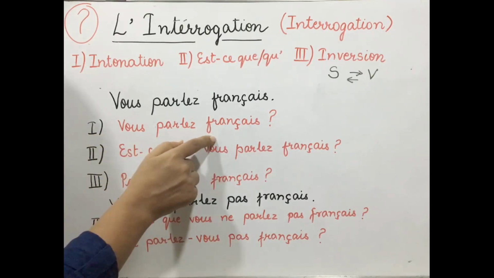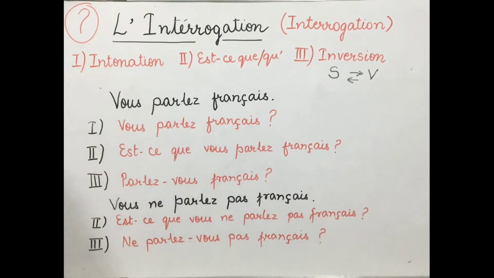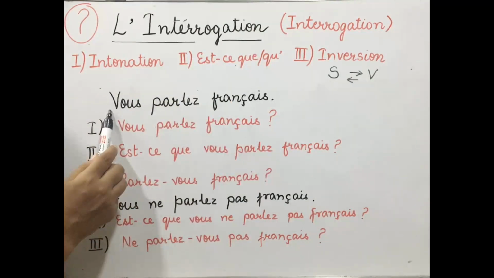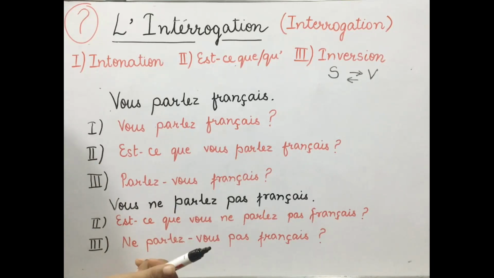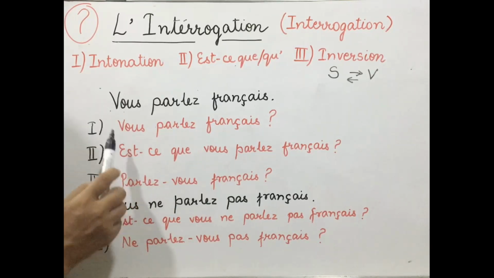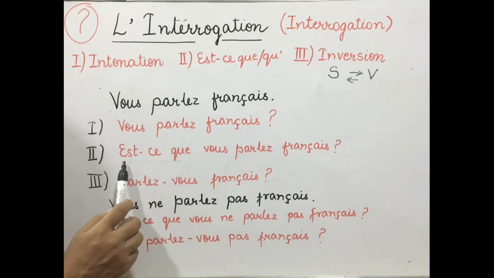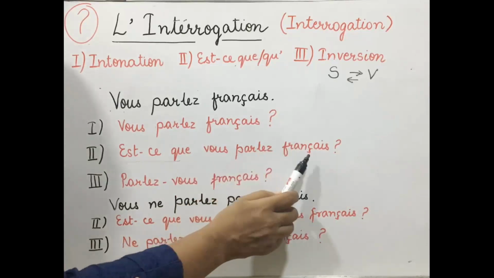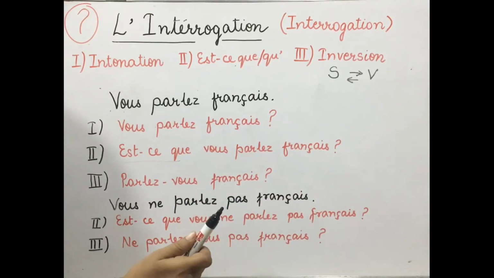Vous parlez français. Okay, and for the second form we have to add que before the sentence, and that makes it a question. So in front of vous, if you add this que, it becomes est-ce que vous parlez français? Est-ce que vous parlez français? Then it becomes a question.